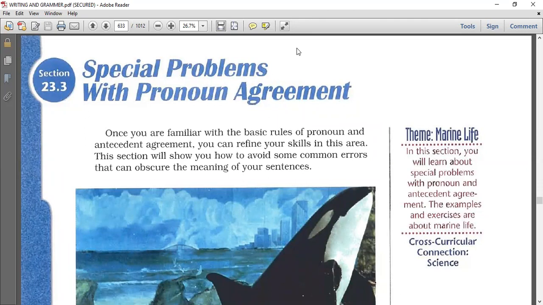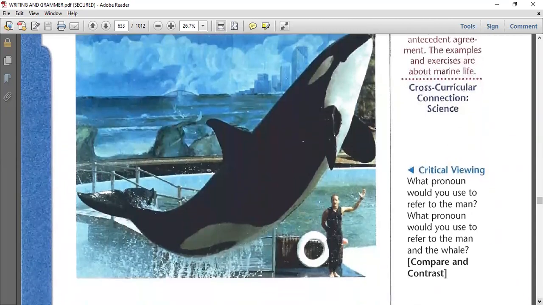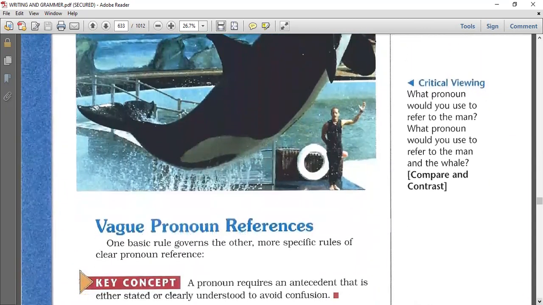And today in the first session, inshallah, we're going to try to finish chapter 23.3, special problems with pronoun agreement, some exceptions, some special cases of which you need to be careful. Once you are familiar with the basic rules of pronoun and antecedent agreement, you can refine your skills in this area. This section will show you how to avoid some common errors, common mistakes that can obscure the meaning of your sentences, which can make the meaning of your sentence vague or ambiguous or not clear.